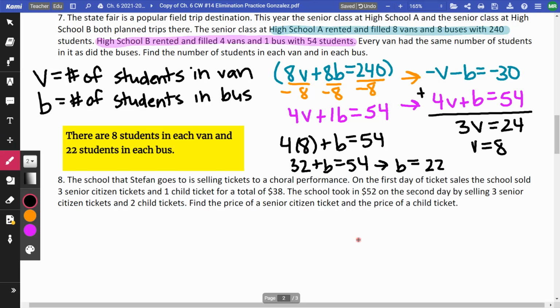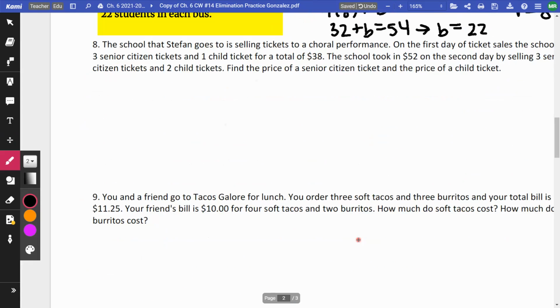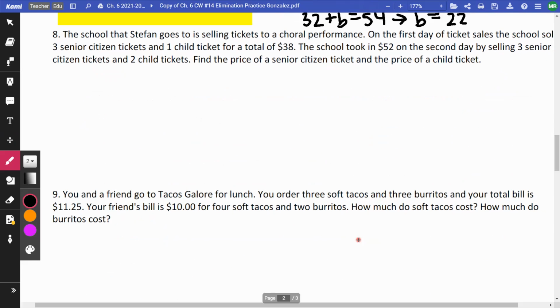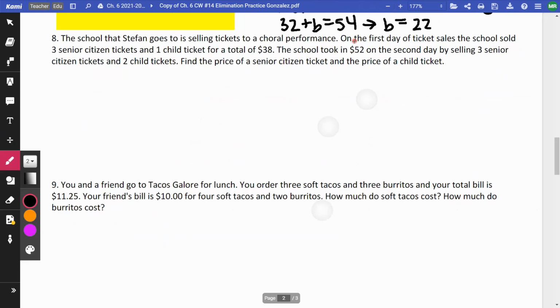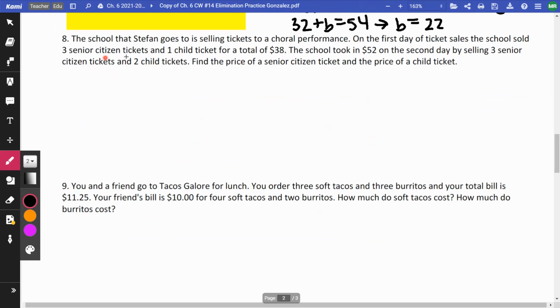Now on the next problem, the school that Stefan goes to is selling tickets to a choral performance. On the first day of ticket sales, the school sold 3 senior citizen tickets and 1 child ticket for a total of $38. The school took $52 on the second day by selling 3 senior citizen tickets and 2 child tickets. Find the price of a senior citizen ticket and the price of a child ticket.